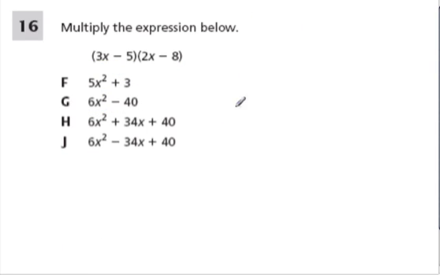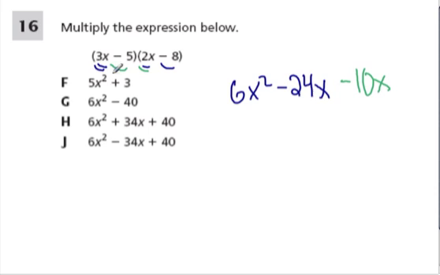Okay, more of the same idea. We have 3x times 2x, which is 6x squared. 3x times negative 8, that's negative 24x. And then keep going. Minus 5 times 2x, negative 10x. Minus 5 times minus 8 is positive 40, right?